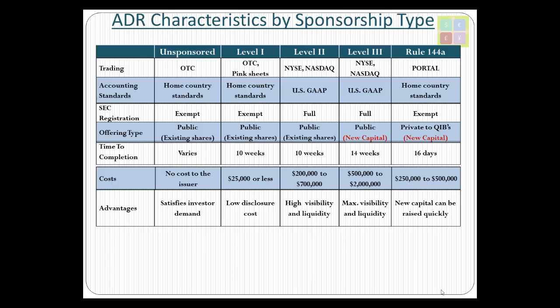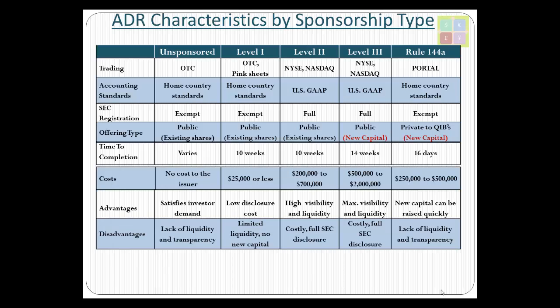The advantage of unsponsored ADR is that it satisfies investor demand. Level 1 offers an advantage that the disclosure cost is low. Level 2, there is a high visibility and liquidity. Level 3 offers maximum visibility and maximum liquidity. Under SEC Rule 144A, the new capital can be raised very quickly. That's the advantage of SEC Rule 144A ADRs.